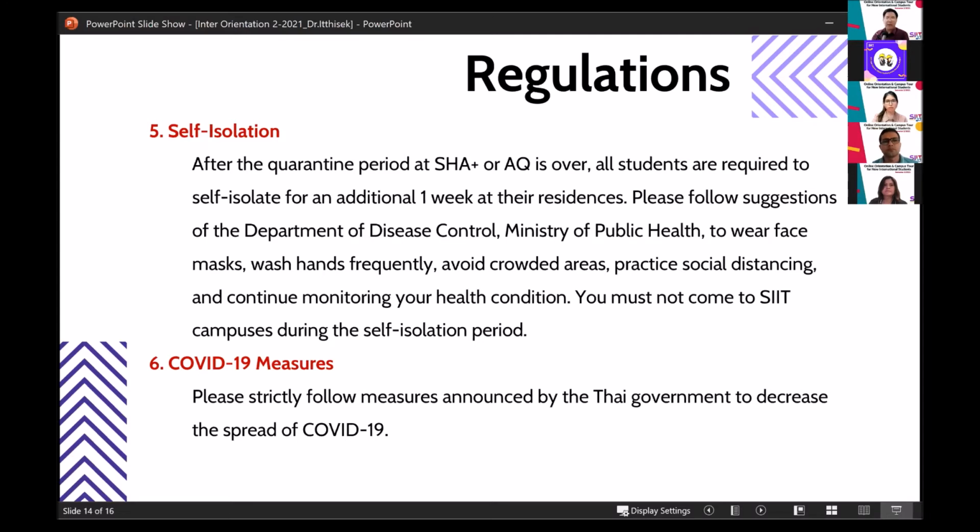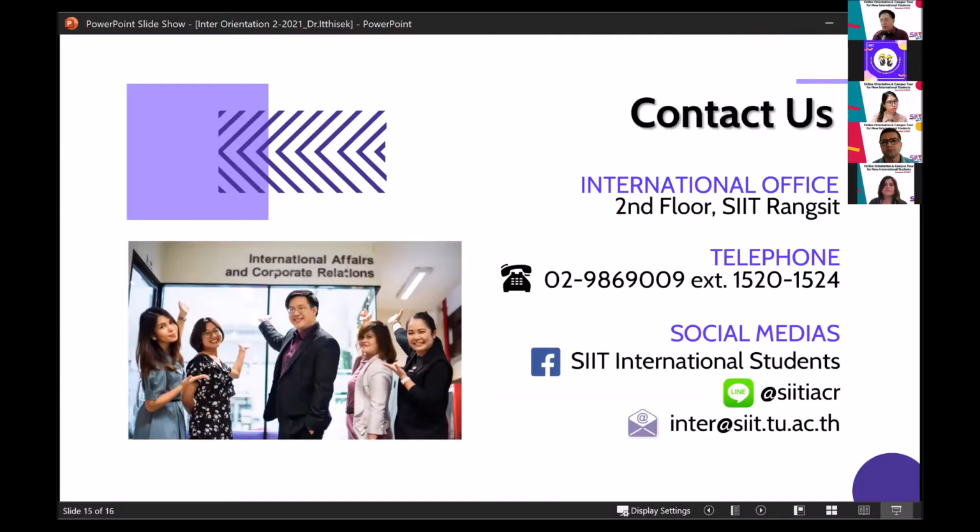Okay, so the sixth one is with regards to COVID-19. Even though you have finished the self-isolation, you should also try to follow all of the measures and suggestions from the Thai government to decrease the spread of COVID-19. Okay, so those were just a few points that the staff has asked me to emphasize.